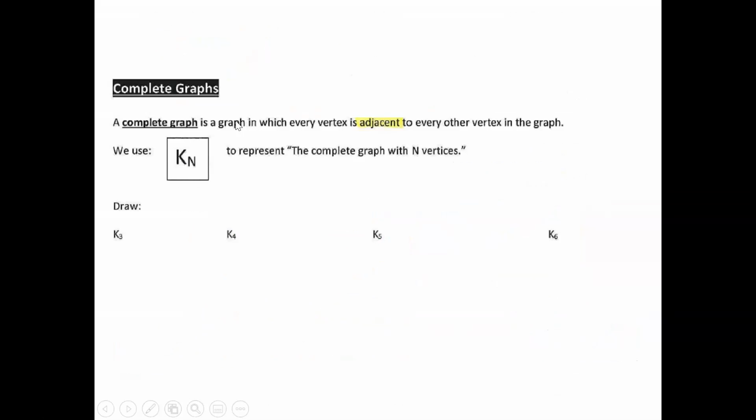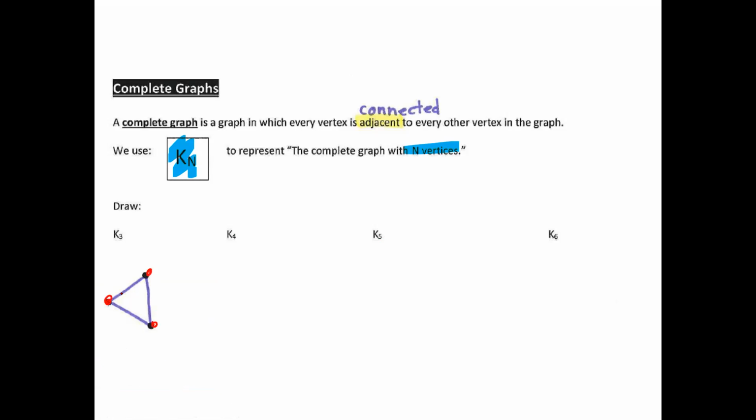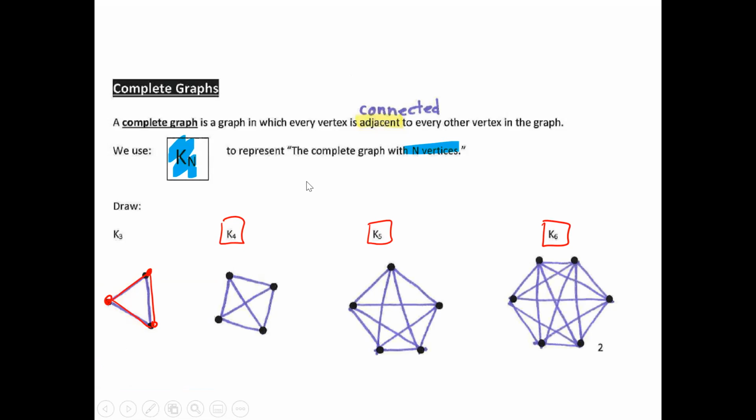All right, a complete graph is where each vertex is adjacent to every other vertex in the graph. We represent that as K sub n, where n is the number of vertices. So I would like you guys to go ahead and draw a diagram that has 3 vertices. So for example, here's 1, 2, and 3. 3 different points. And you just simply connect them. Now I want you to draw a diagram that has 4 vertices, 5 vertices, and 6 vertices. So pause the video and do that. This is my 4 vertices, 5 vertices, and then 6 vertices.